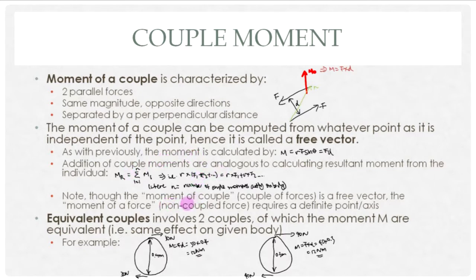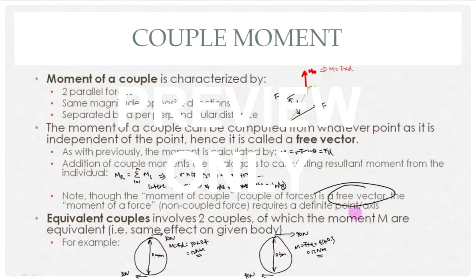Now note though that the moment of a couple, so that's a couple of forces, is a free vector. The moment of a force or a non-coupled vector requires a definitive point or axis. So remember very clearly, this is what you call a free vector. A moment of a couple doesn't require a definitive point or axis, whereas a non-coupled force would. So equivalent couples involve two couples of which the moments M are equivalent. So that is the same effect on the given body.